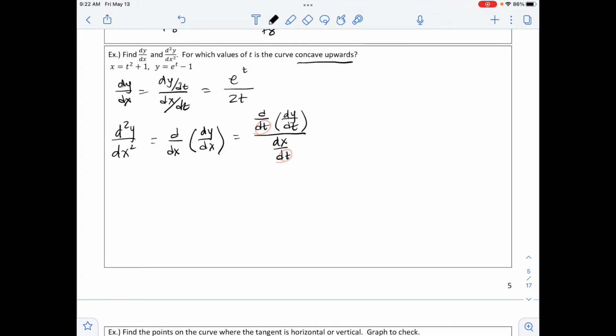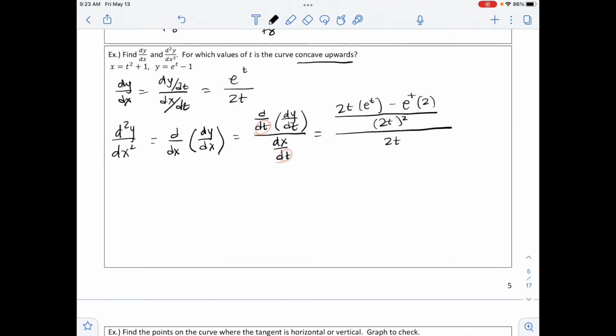Going ahead and taking the derivative of dy/dx with respect to t, we're going to have to use the quotient rule. So we have the bottom times the derivative of the top, minus the top times the derivative of the bottom, all over the bottom squared. And then dx/dt is just 2t. We calculated that up above, and you can always look at the x variable again and take the derivative of that with respect to t.